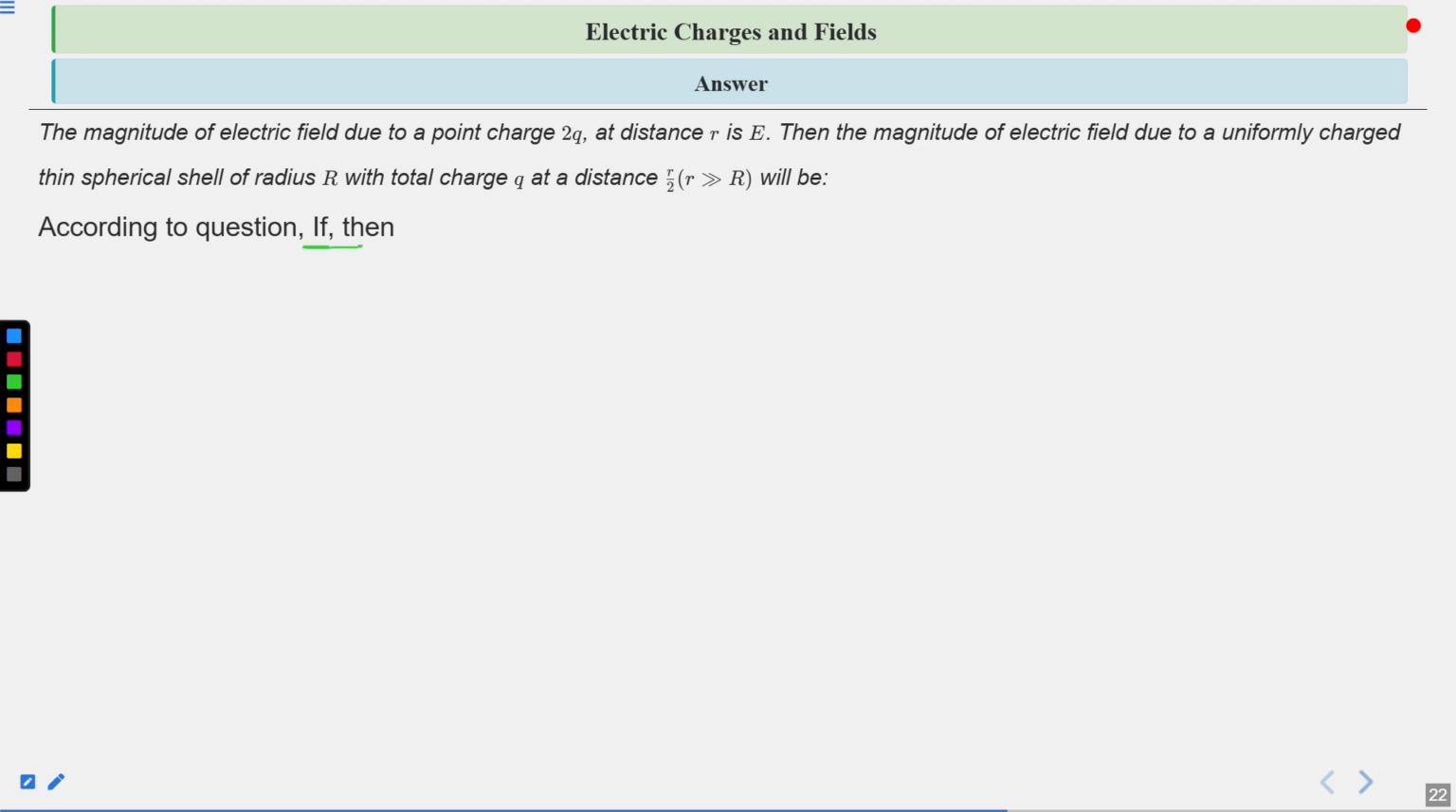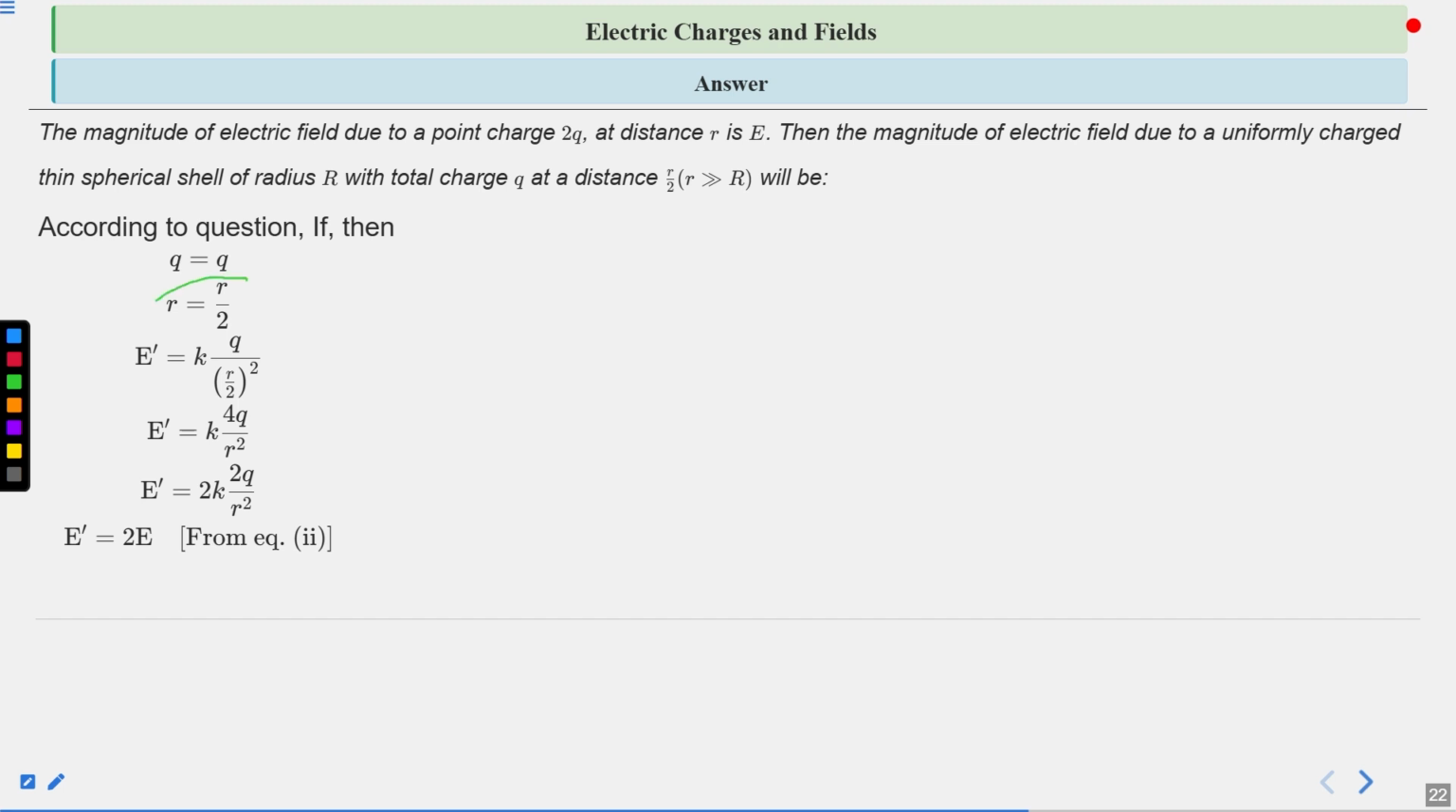According to the question, the charge is the same, and the radius is r by 2. So the new electric field is E prime equal to kq divided by (r by 2) whole square, which is k q divided by r square by 4. So 4 goes to the numerator: k 4q divided by r square. Solving this, you will get 2k 2q divided by r square.